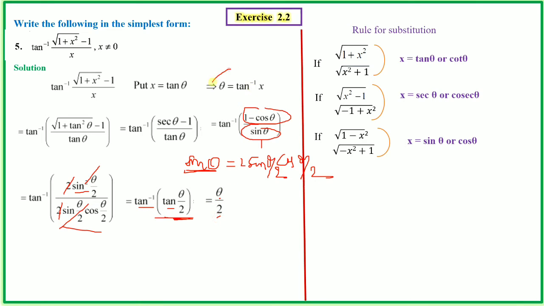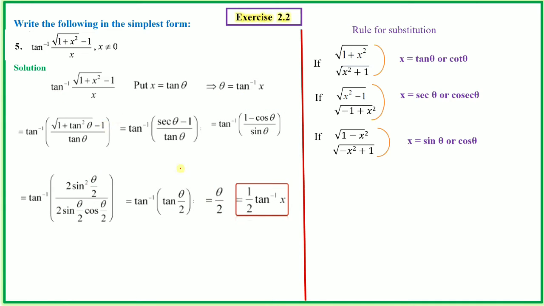Now from here the value of theta is tan inverse x. So this is equal to 1 by 2, and tan inverse x, the value of theta is tan inverse x. That's all about this. This is called the simplest form of this question.